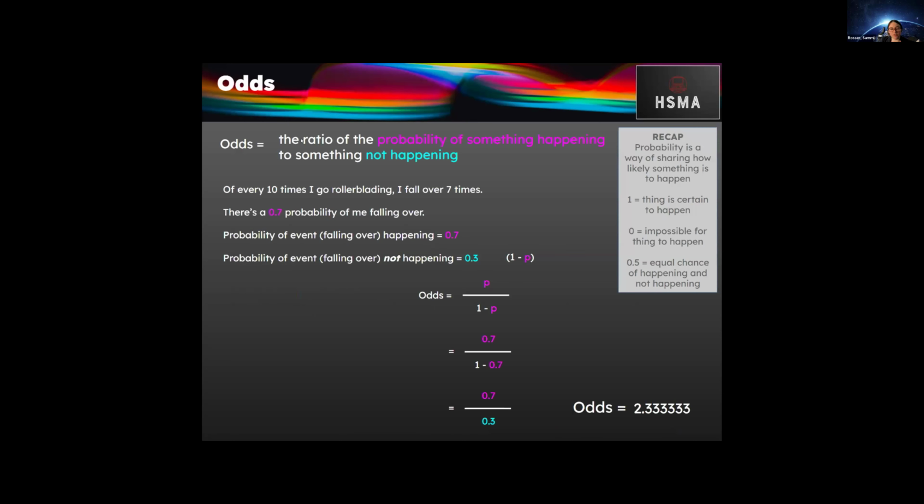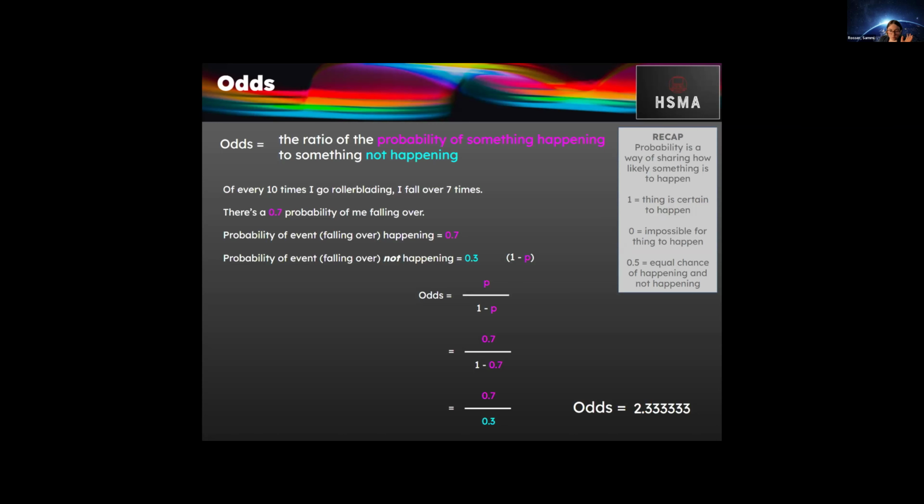Now, odds are just the ratio of the probability of something happening to something not happening. Probability is just a way of sharing how likely something is to happen. So if we have a probability of 1, the thing is certain to happen. There is no question this thing is absolutely going to happen. If we have 0, it's impossible for that event to occur. If we have a probability of 0.5, there's an equal chance of something happening and not happening. So that's like flipping a fair coin. There's an equal chance of me flipping it and getting heads, and an equal chance of me flipping and getting tails.